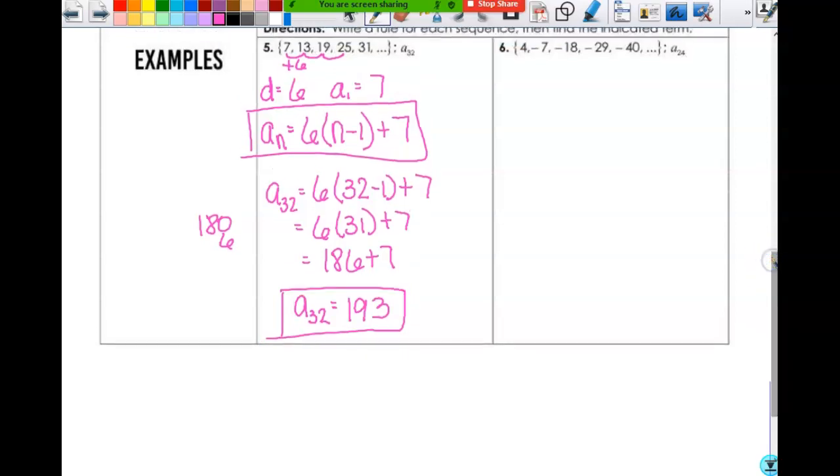All right, so you go ahead and do number 6. Find d, a sub 1, write your equation, and then we want a sub 24.